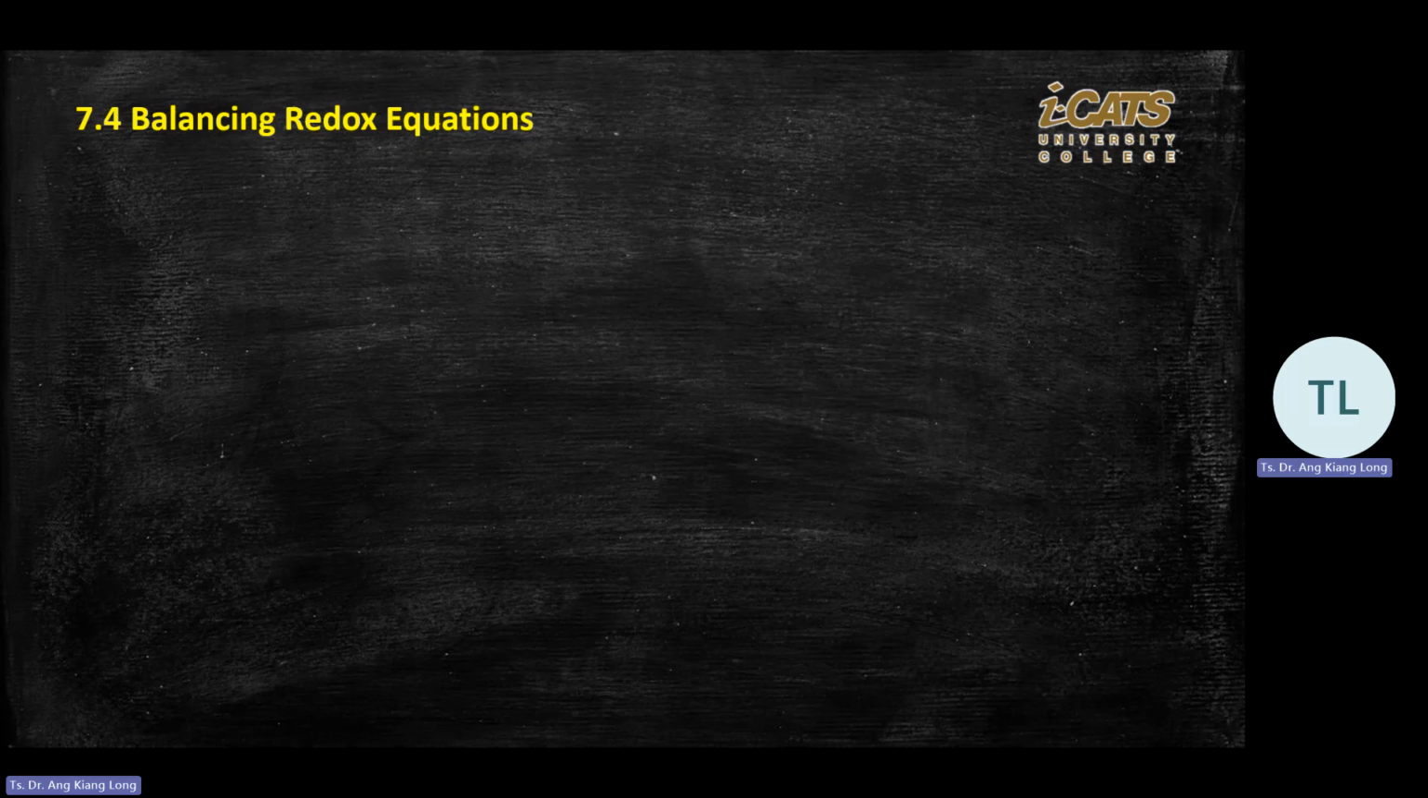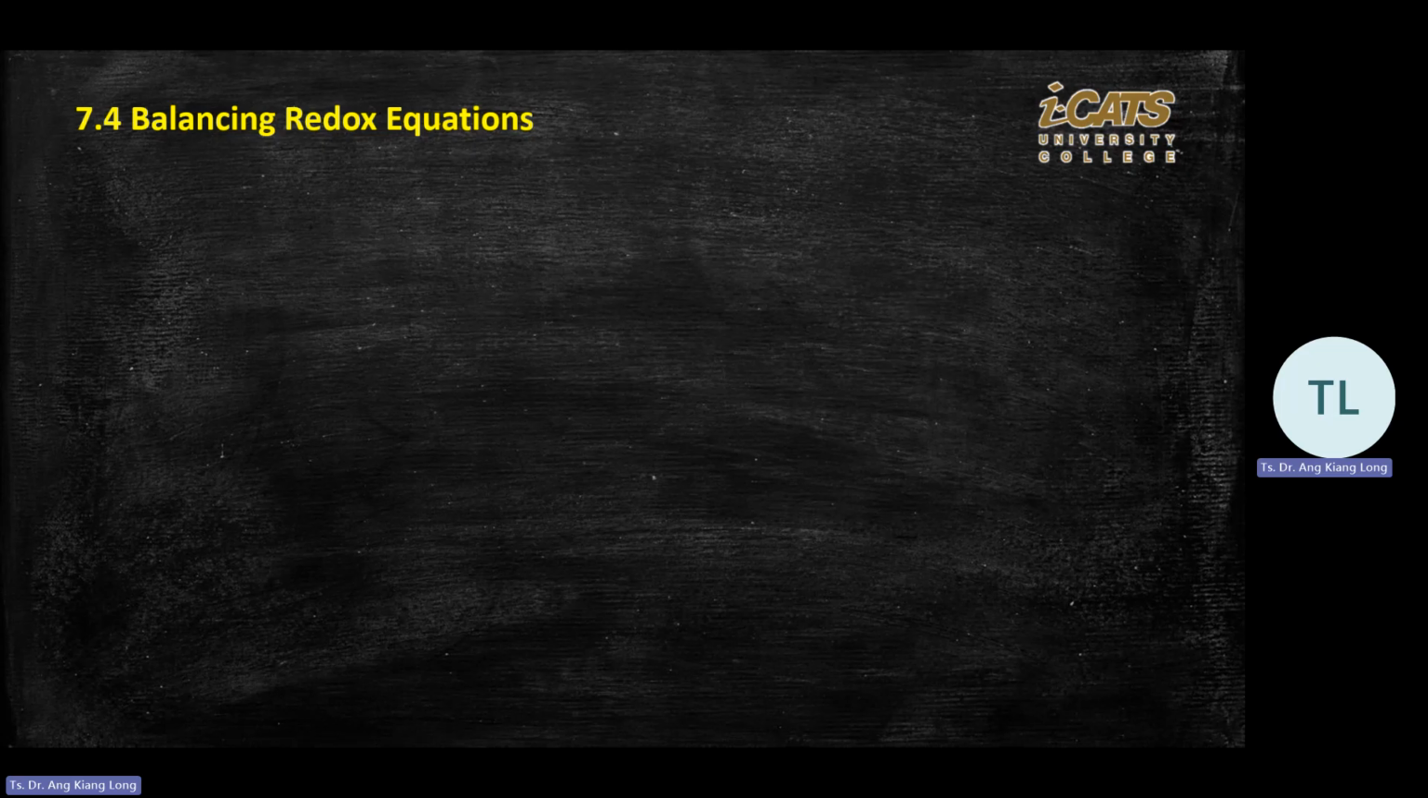Okay, now we are in chapter 7. Just to recap, there will be a question from this chapter in your test 2 and final exam. Chapter 7 deals with redox reactions. Redox reaction means that we are focusing on the reduction process and the oxidation process.